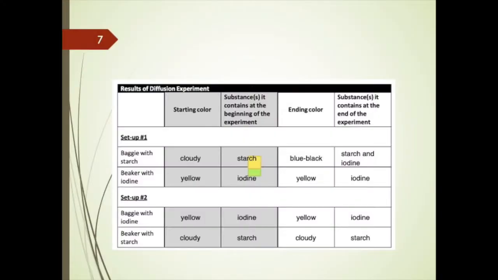So the baggie, the starch is in there at the beginning, but at the end, it's both iodine and starch. So what moved into the baggie? It's the iodine. And by what process? Diffusion.